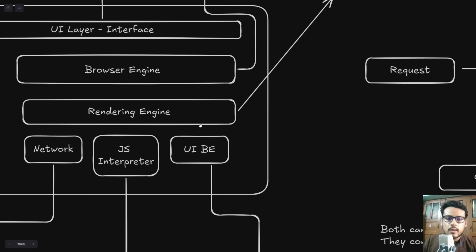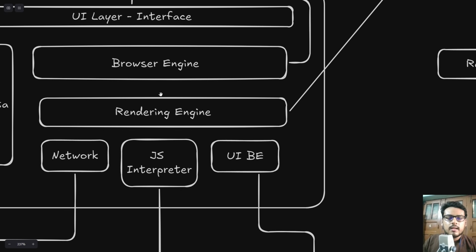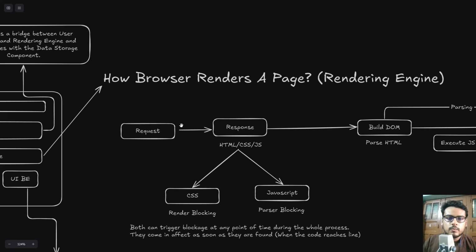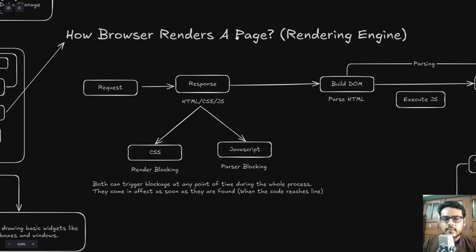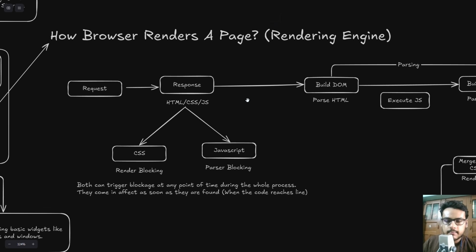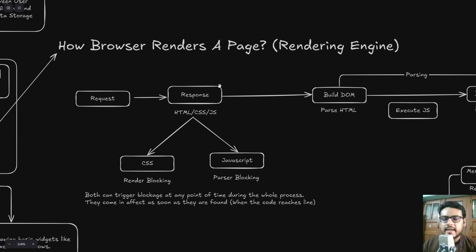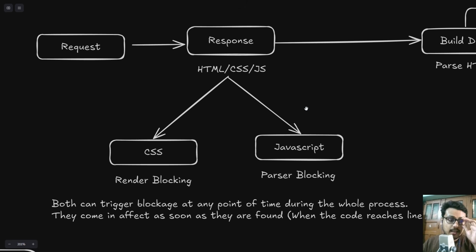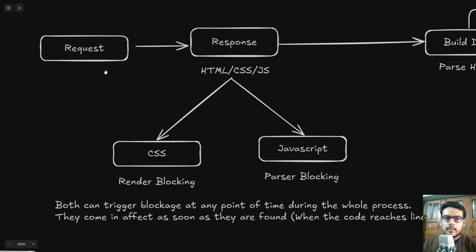Next, we are going to talk about the rendering engine. This is the heart of the browser, and it includes various steps. How a browser renders a page is what we are going to study now. All right, we are now in the very interesting part of this module: how a browser renders a page, the rendering engine. Here is the flowchart of it, and we are going to talk about each block step by step in detail. Whenever you make a request to the server, this is that request, and in return you get a response. This response is comprised of HTML, CSS, and JavaScript at the end.